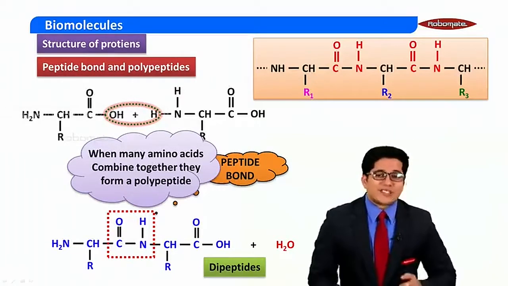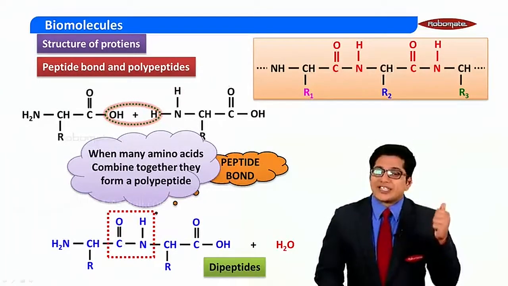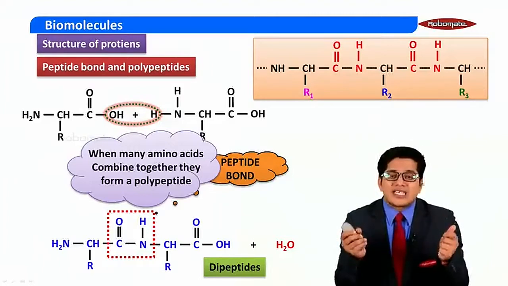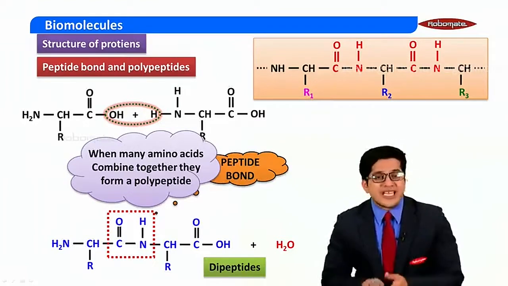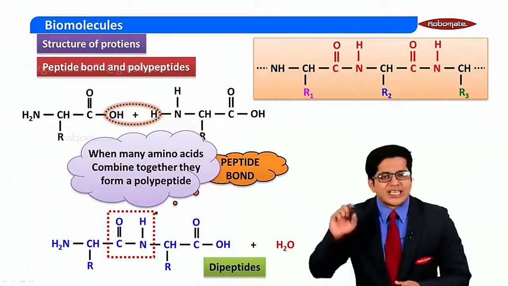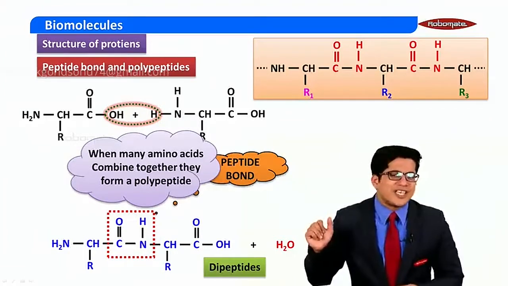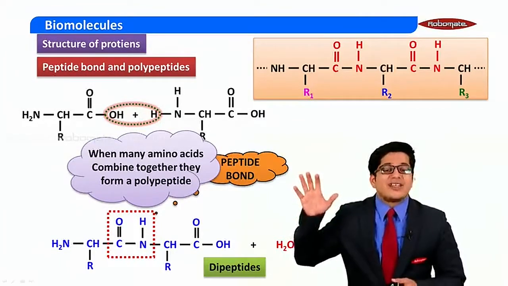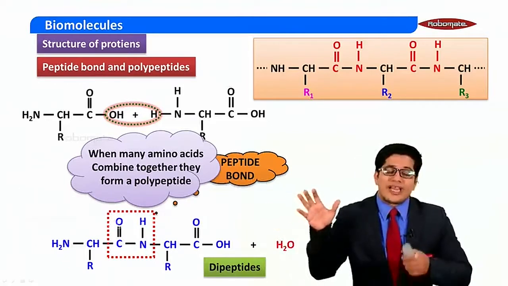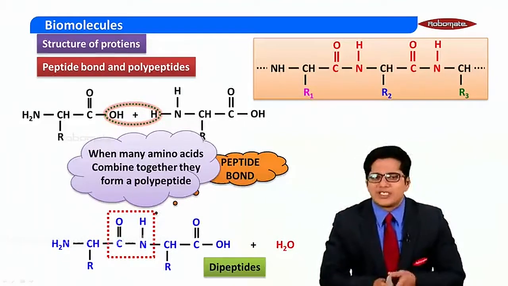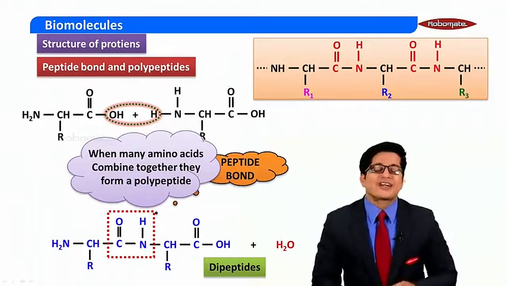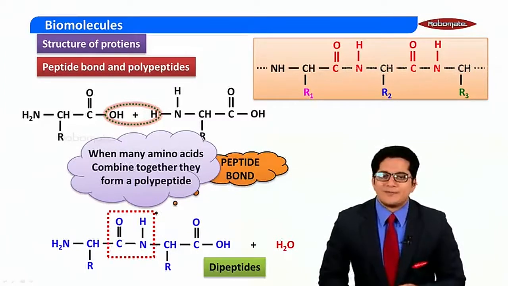Now in this case what we can observe is that the chain is elongated from both the ends, but the first end towards the extreme left is the nitrogen terminal, whereas the last end towards the extreme right is the carbon terminal.